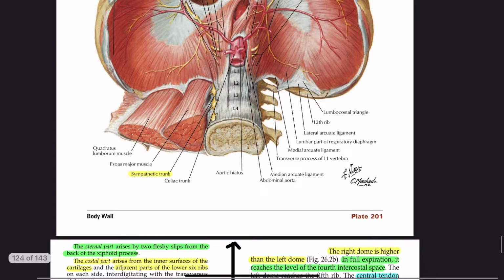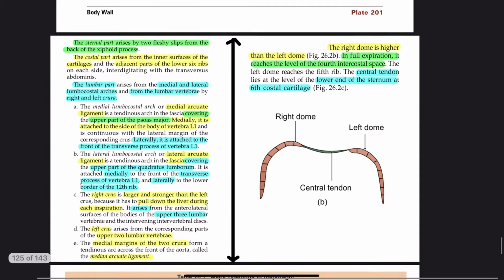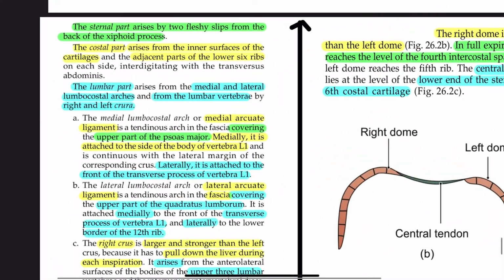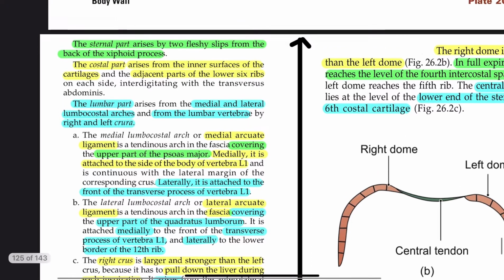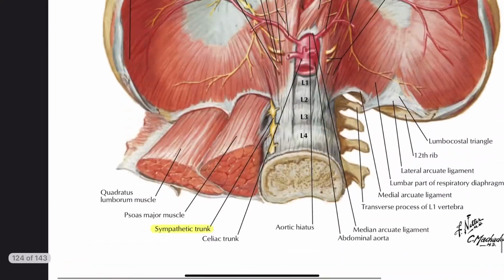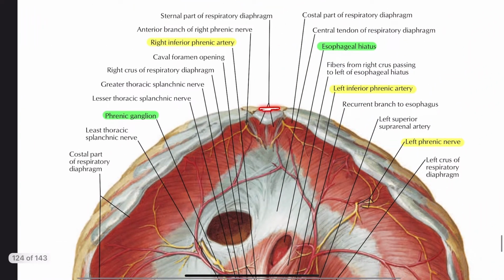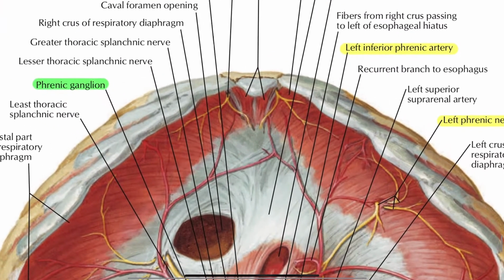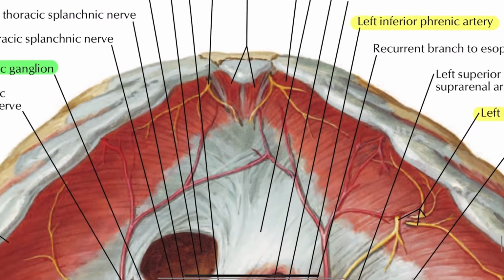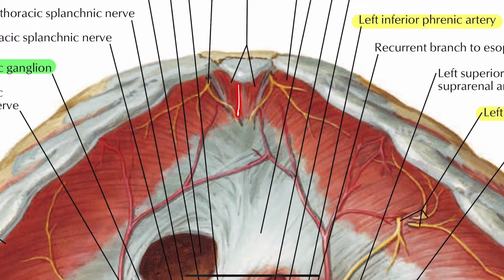Okay, so now let's talk about the muscular parts of the diaphragm. First we have the sternal part. It arises by two fleshy slips from the back of the xiphoid process. Here you have the xiphoid process, and it arises from two muscular slips. Can you see these muscular slips here? This one, which I am highlighting. So the sternal part arises from these two muscular slips.